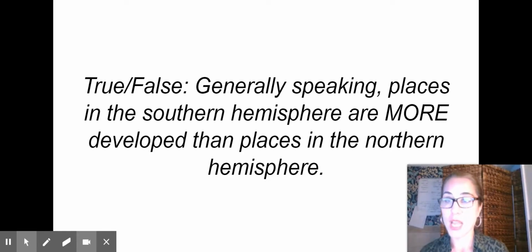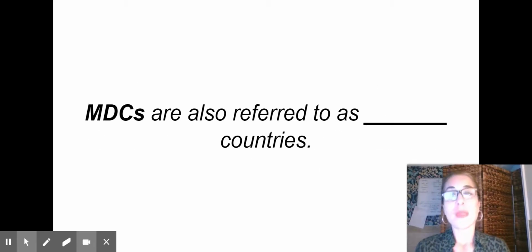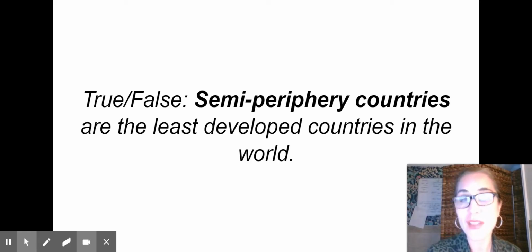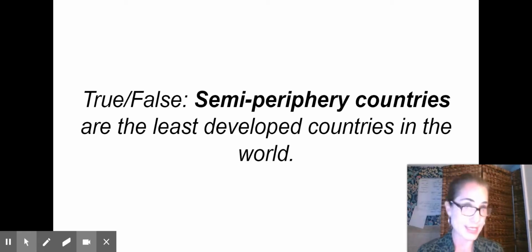Okay, true or false? Generally speaking, places in the southern hemisphere are more developed than places in the northern hemisphere. MDCs are also referred to as blank countries. True or false? Semi periphery countries are the least developed countries in the world.